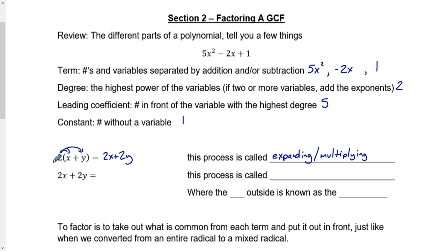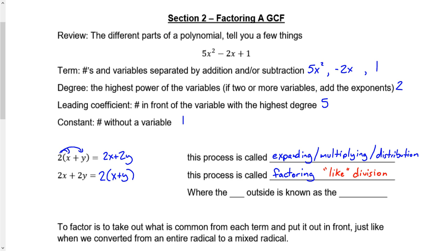The process that allows us to do this is distribution. But if we went backwards, we went from 2x plus 2y to 2 bracket x plus y, this process is called factoring. Now, factoring is like division. It is not actually division, it's just like division.